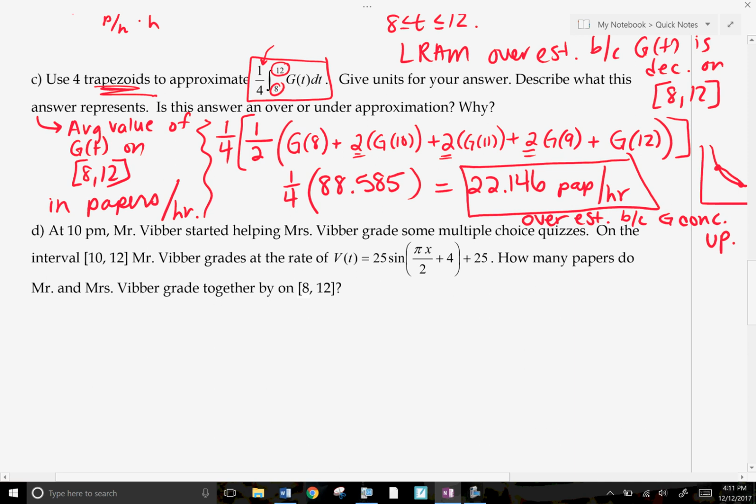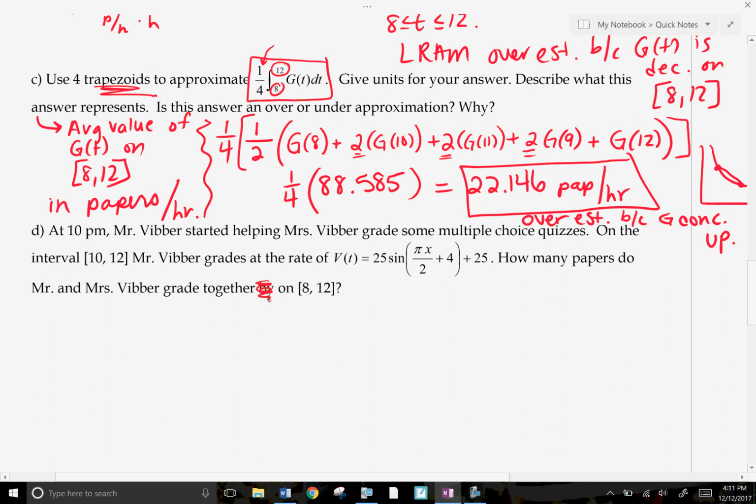At 10 p.m., Mr. Vibber started helping Mrs. Vibber grade some multiple choice quizzes. He would never do that. We're just going to pretend he does. So on the interval from 10 to 12, he can grade at the rate of v of t equals that. How many papers do Mr. and Mrs. Vibber grade together on the interval from 8 to 12?